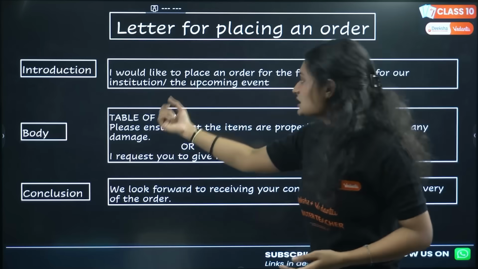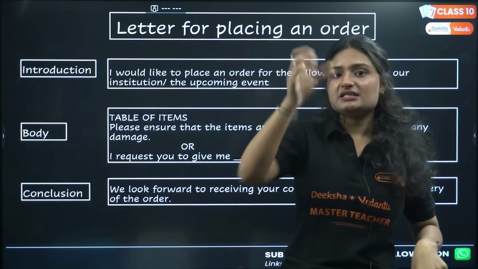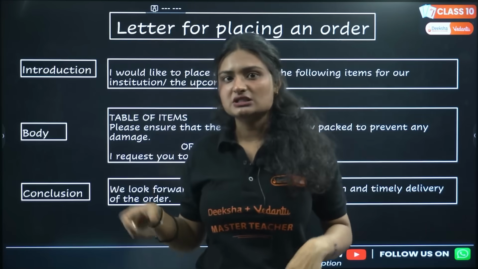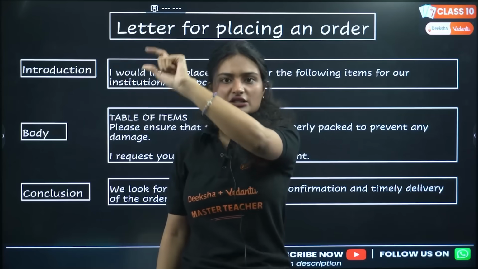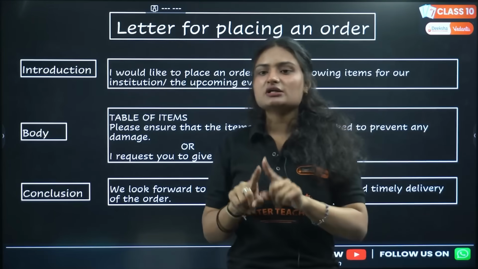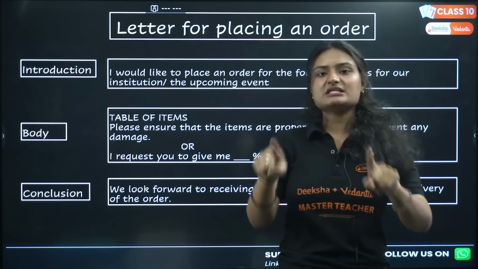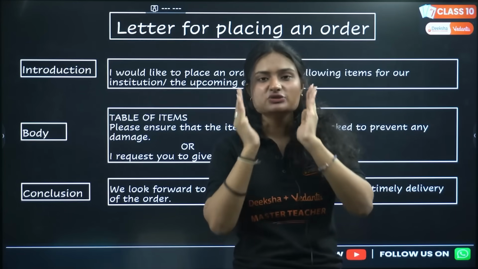Then in the body, always mention a table of items. For example, write serial number, write the items and the number of items that you need. If you're ordering, let's say, a stationery item, serial number 1, pen, how many pens you need, then you write that. Always make a table of items, because when you are placing an order, it matters what is being shown in the letter itself. Okay, that's what the examiner sees.